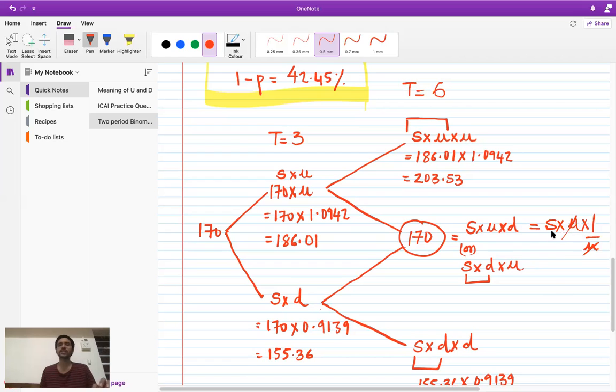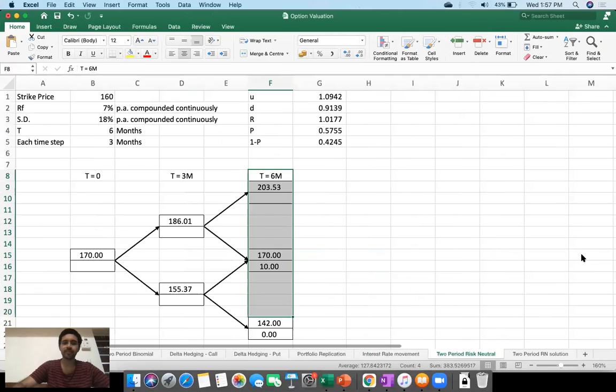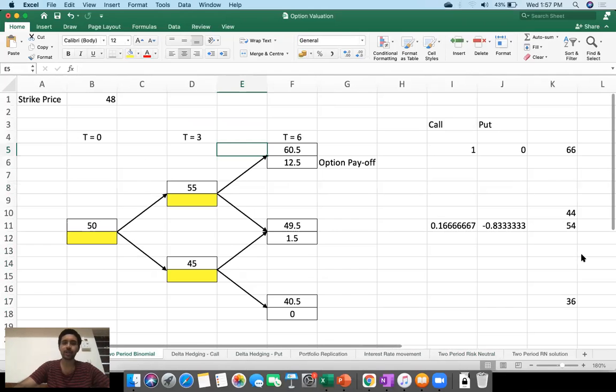The only place where it will not be 170 is when you do not assume d to be equal to 1 by u. For instance, if you remember in the very initial two-period binomial that we took, I did not assume d to be equal to 1 by u. u was 1.1, d was 0.9, d was not equal to 1 by u, and that is the reason I got 49.5 over here, which was not equal to 50, which is the current share price. Otherwise, in all other cases, wherever d is equal to 1 by u holds good, the middle node has to be equal to the current share price.